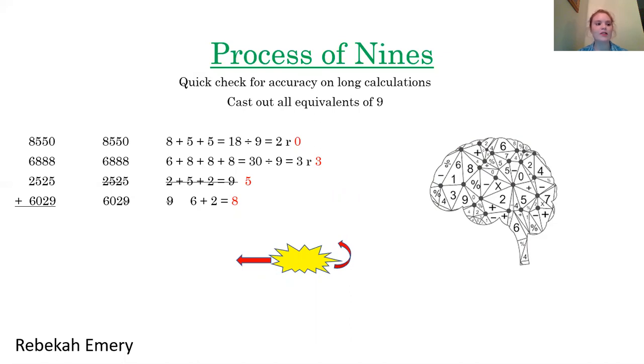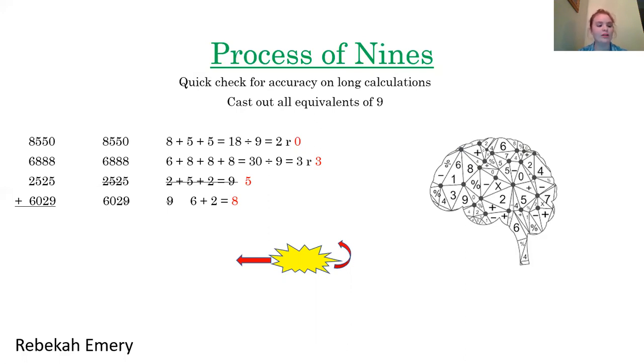Beginning with the first number in this problem, we add all the digits together. 8 plus 5 equals 18. Now we remove all the equivalents of 9. 18 divided by 9 equals 2, with a remainder of 0. So we can throw out this entire number. Next, we have 6 plus 8 plus 8 plus 8 equals 30. 30 divided by 9 equals 3 remainder 3. We can throw out the 3 nines, but hold on to the remainder of 3.